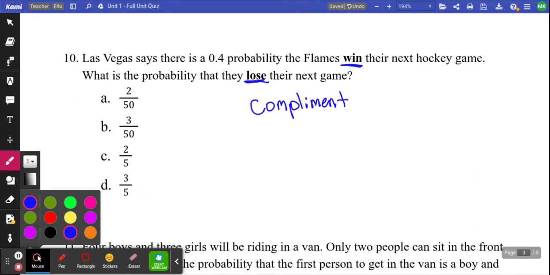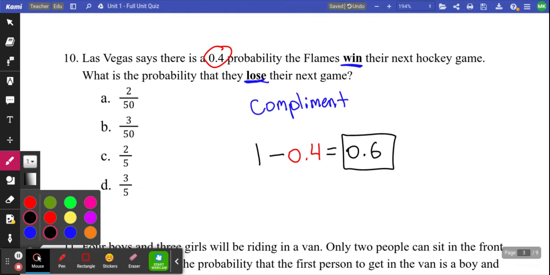We know that complements should add together to be 1. So if you want to find the complement of something, you go 1 minus whatever the probability of the other thing is, 0.4. And that will tell you the probability of what you don't want, which is losing.